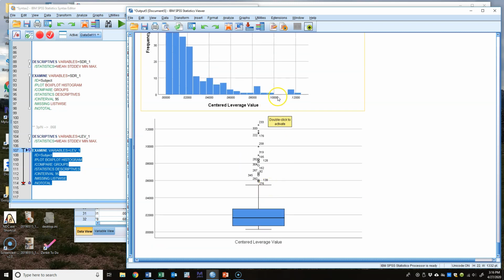But if I'm looking at this, I've got a cluster of scores out here that are definitely standing away from everything else, right? It looks like 233, 333, 222, 176. These are all cases that are looking to have pretty high leverage values, okay?